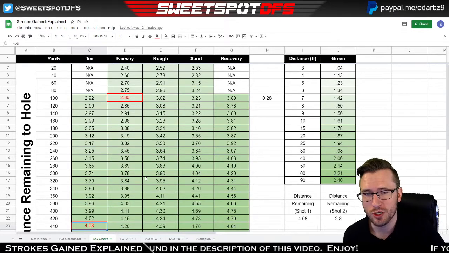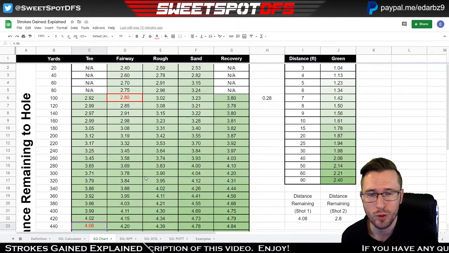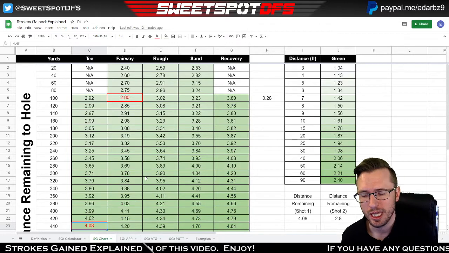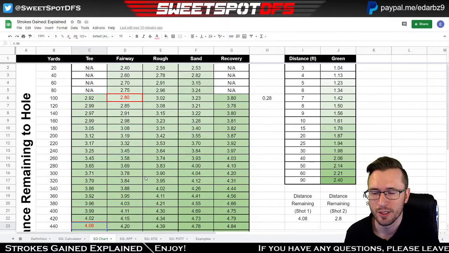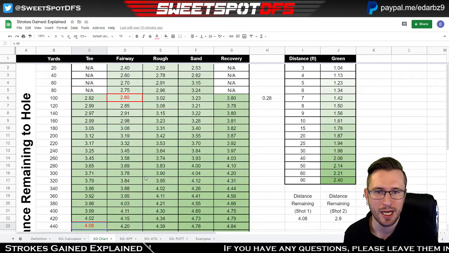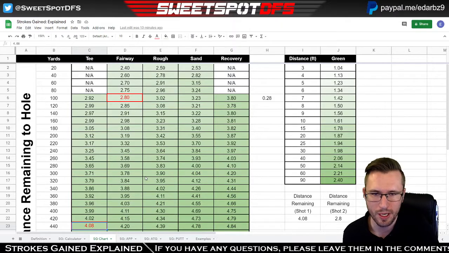If we finish underneath that, so if we finish the hole in 4 strokes, we would be gaining 0.08. If we finish it obviously in 3 strokes, we would be gaining 1.08. And the same is true on the opposite side. If we finished above that 4.08, we'd be losing strokes compared to how many strokes it took.